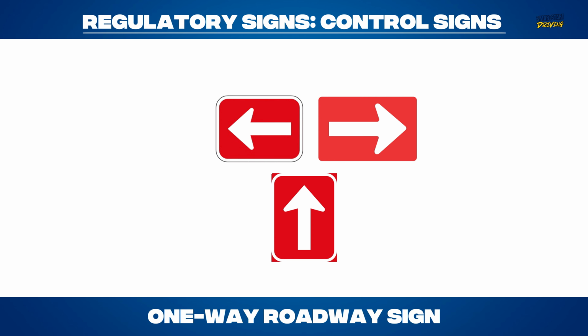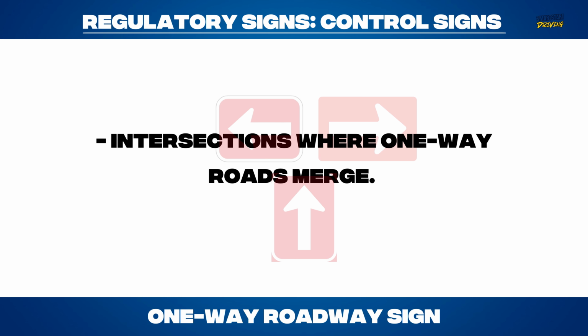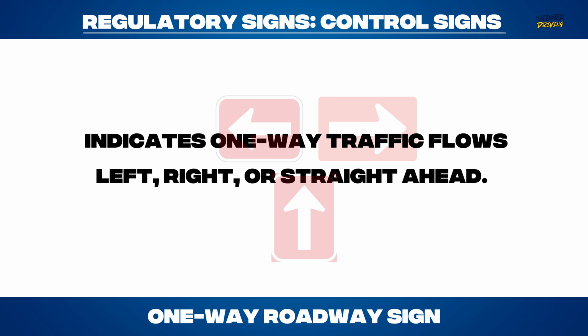This is a one-way roadway sign. Where to find this sign? Intersections where one-way roads merge. The purpose of this sign is to indicate one-way traffic flows left, right, or straight ahead.